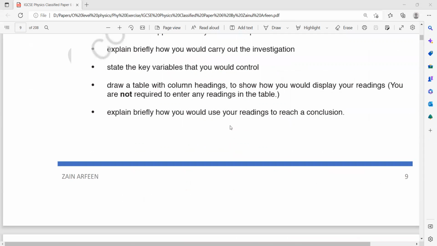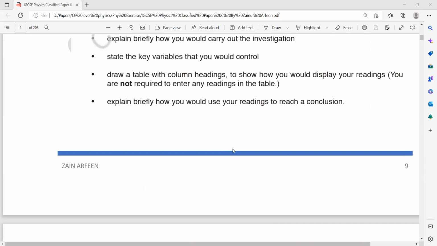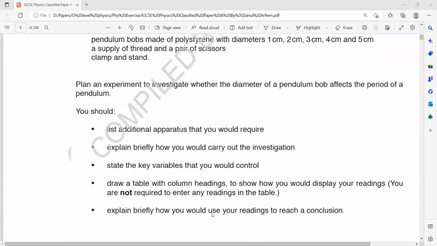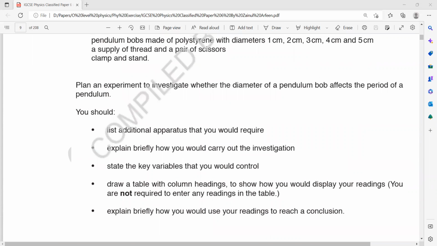Then explain how you would use your readings to reach a conclusion. Like how we get the answer, we don't have to say what the result will be. We have to say how we will reach the conclusion. Whenever we want to reach a conclusion, we want to find a relation between two quantities. The best way is to plot a graph between the size or diameter and the time period.